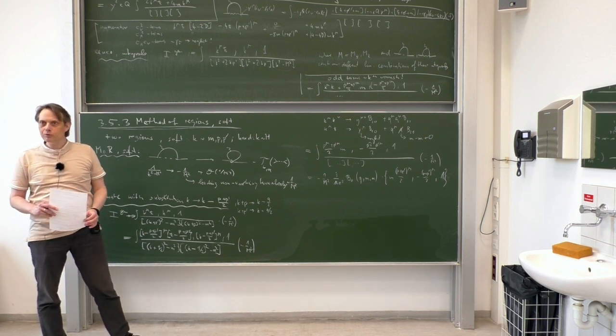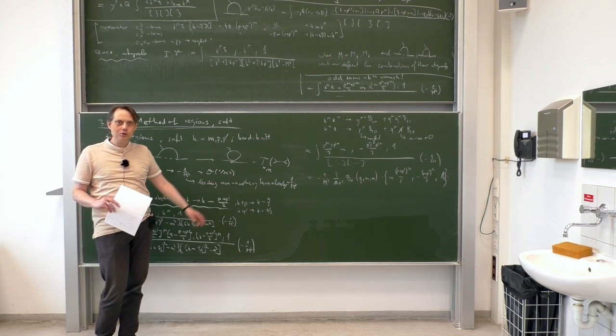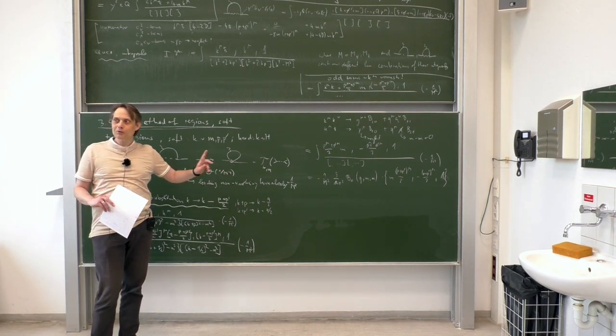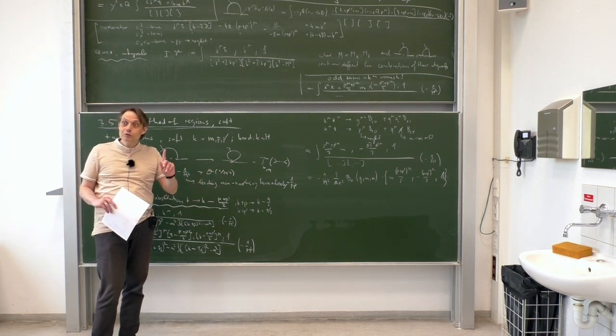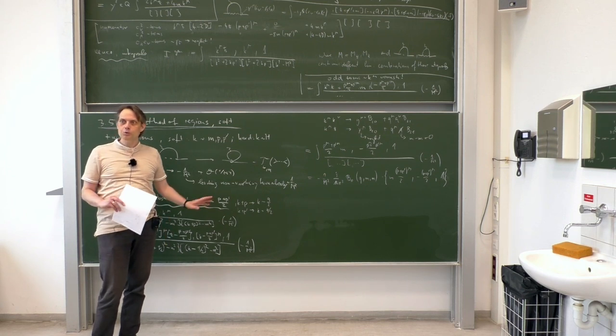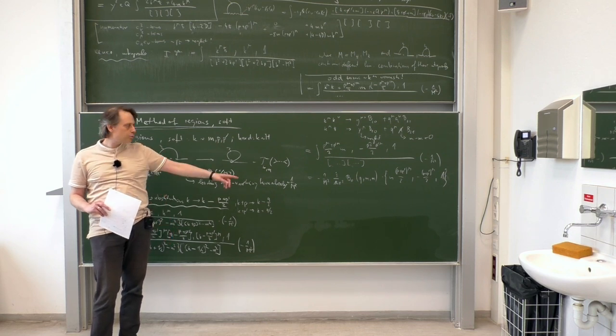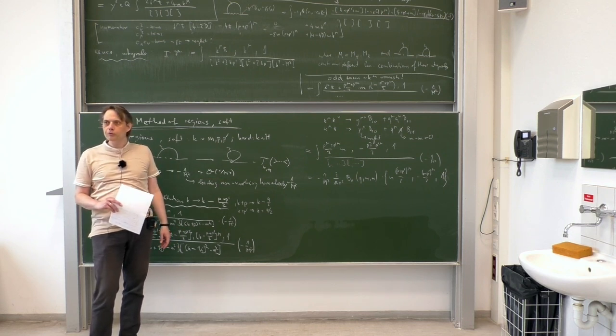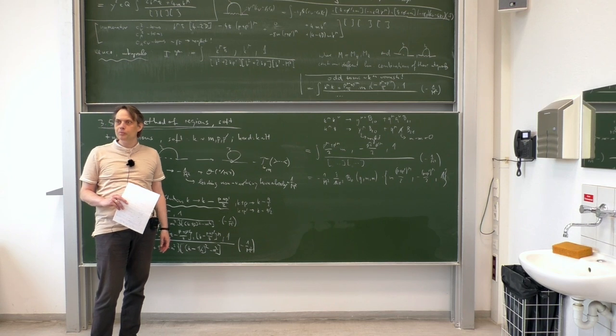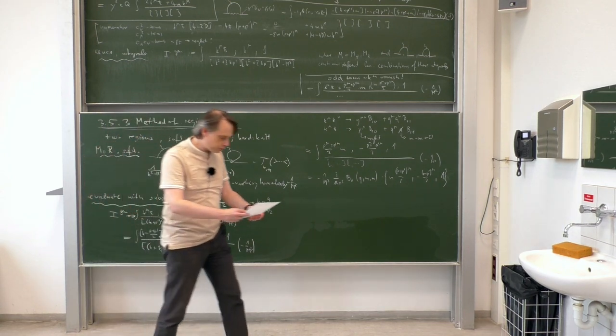That is really an important discussion, and it is not only important because it cancels, but because it gives us additional information which we wouldn't have otherwise. That gives us the information on the logarithms, because now the logs are connected to ln mu square and therefore to the 1 over epsilon poles. Let us make all of this explicit.